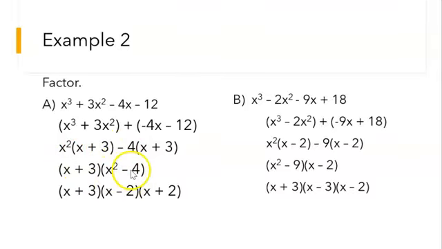And the order of these binomials does not matter because it's multiplication. But this x squared minus 4 can factor further. So I have x minus 2 times x plus 2 because it's a difference of two squares.